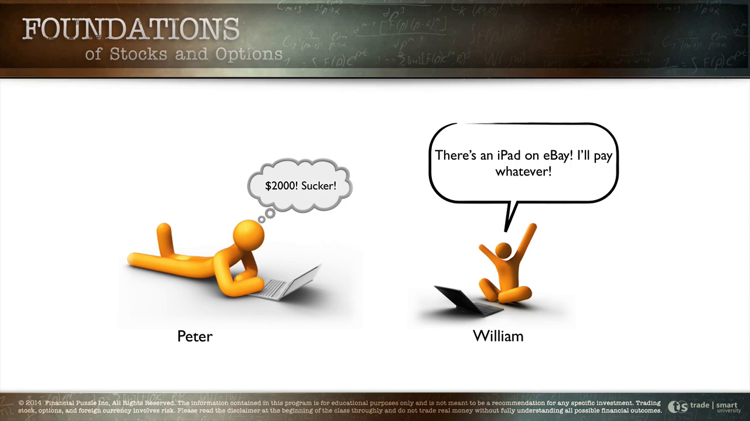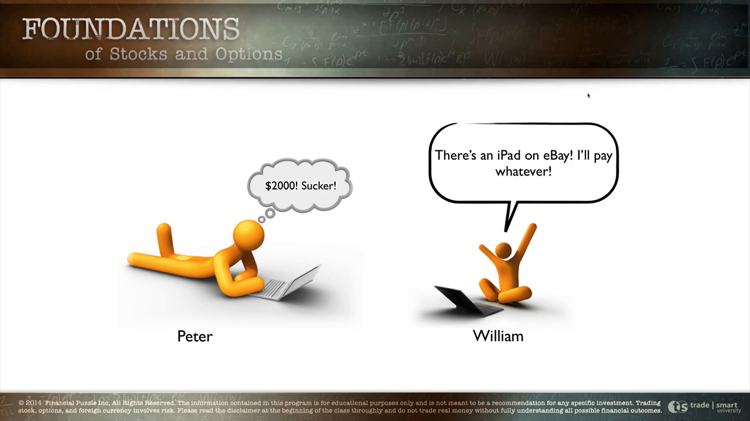Now, let's pause my story. How many of you agree that William paid too much for the iPad? You guys agree that William paid too much? Absolutely. He paid way more than market price. All he needs to do is wait a little bit, and he can go back to the Apple Store and buy it for the fair price. But William was willing to pay too much. Now, here's the question. Whose fault is it? Is it Peter's fault that William is willing to pay too much?